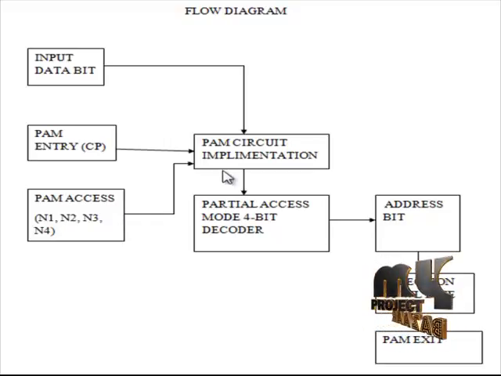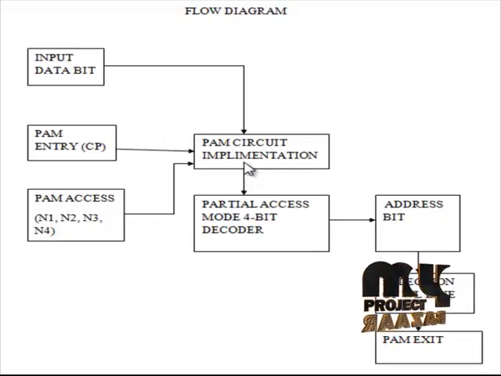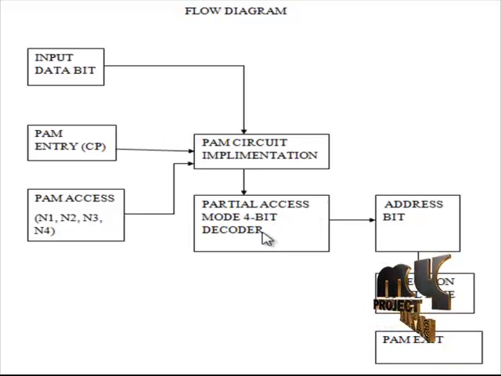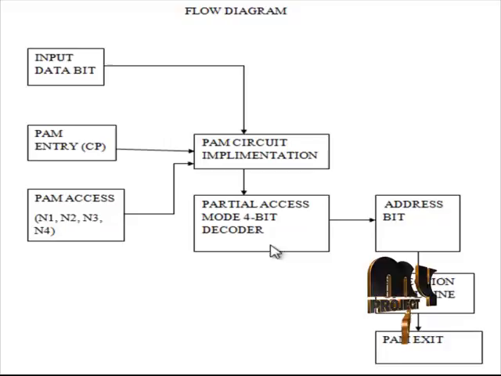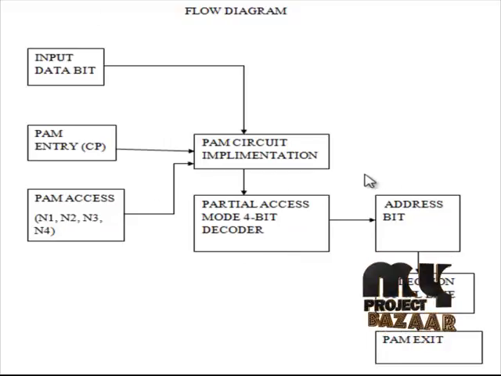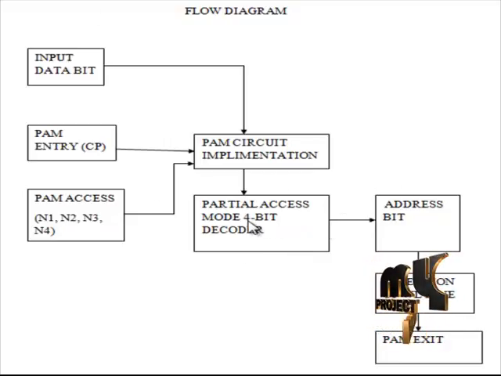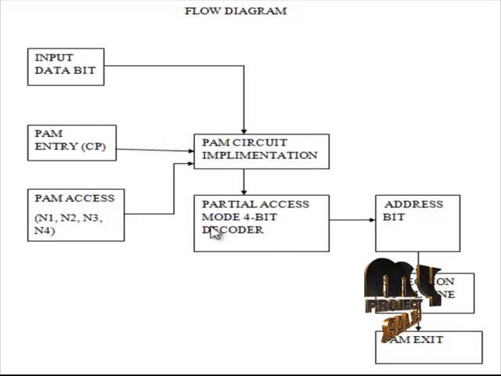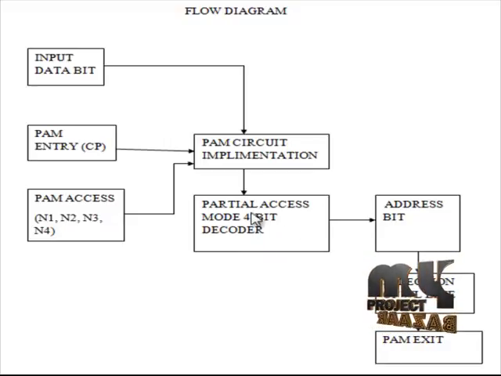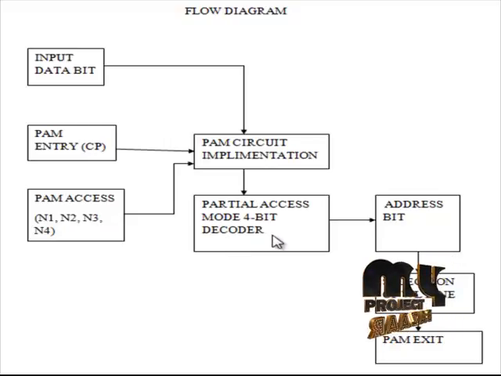Next, we will see the PAM output. The PAM circuit implementation output is to be processed by the partial access mode 4-bit decoder section. The decoder architecture optimizes the PAM operation, in terms of the power level and the delay performance for the PAM circuit implementation. Then the PAM circuits are processed by the PAM circuit implementation for the decoder operation.